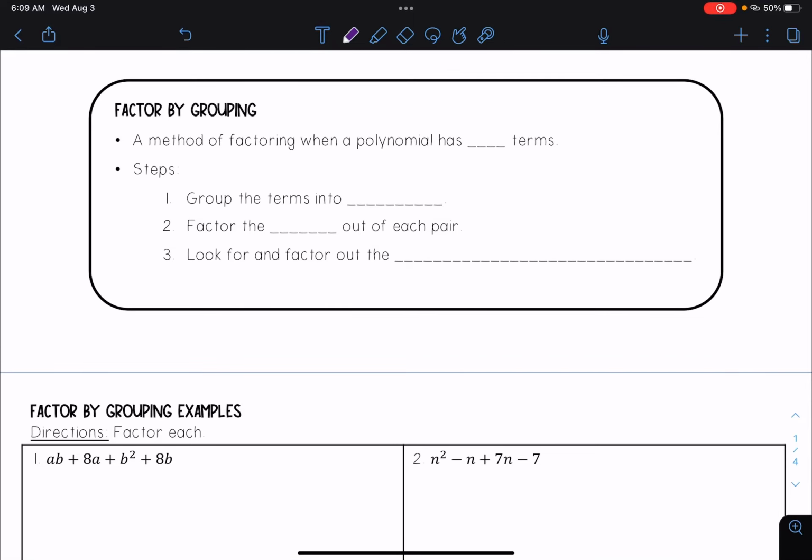In this video, we're going to be looking at factor by grouping. This is a method of factoring when a polynomial has 4 terms. And there's 3 steps that we're going to do to factor by grouping.